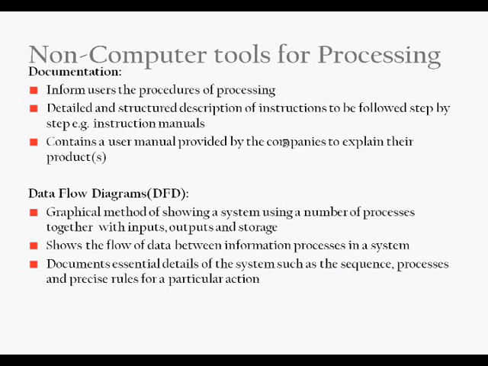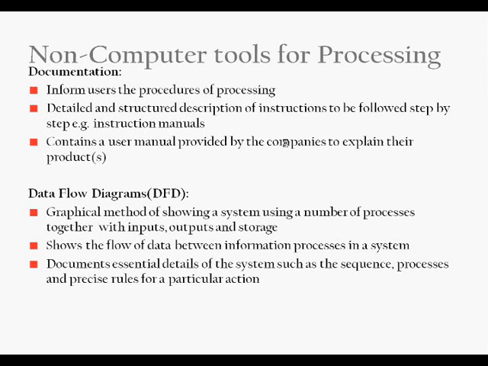Documentation informs users of the procedures of processing. It is a detailed and structured description of instructions to be followed step by step. For example, instruction manuals contain a user manual provided by companies to explain their products. Procedures are a series of steps required to complete a process successfully. Procedural documentation is often in written form or as a printed manual.